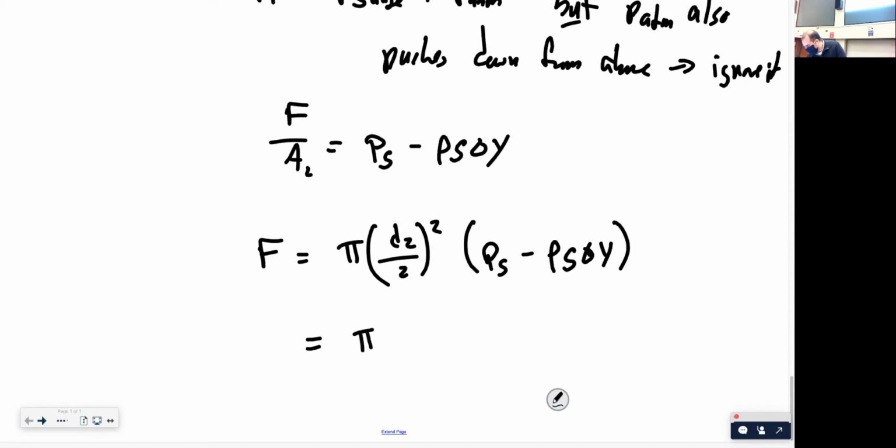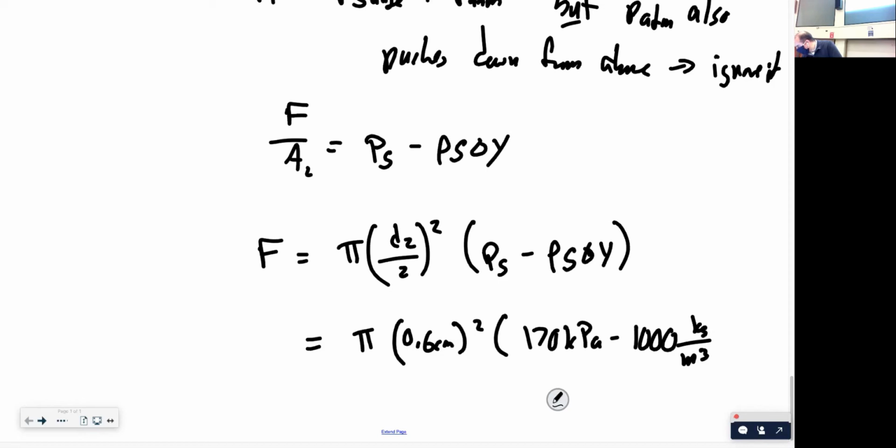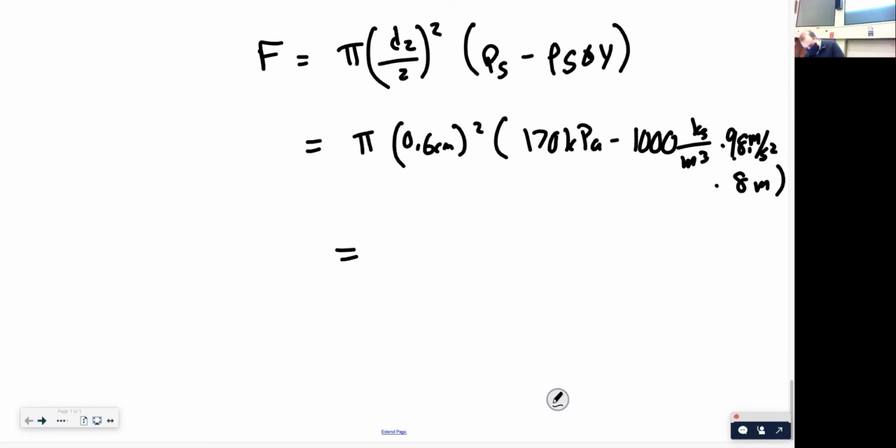I'll just write them out. Pi times 0.6 centimeters, quantity squared, times 170 kPa, minus 1,000, this is water, it's 1,000 kilograms per cubic meter, times 9.8 meters per second squared, times 8 meters, and you get a number that is about 10.4 newtons.